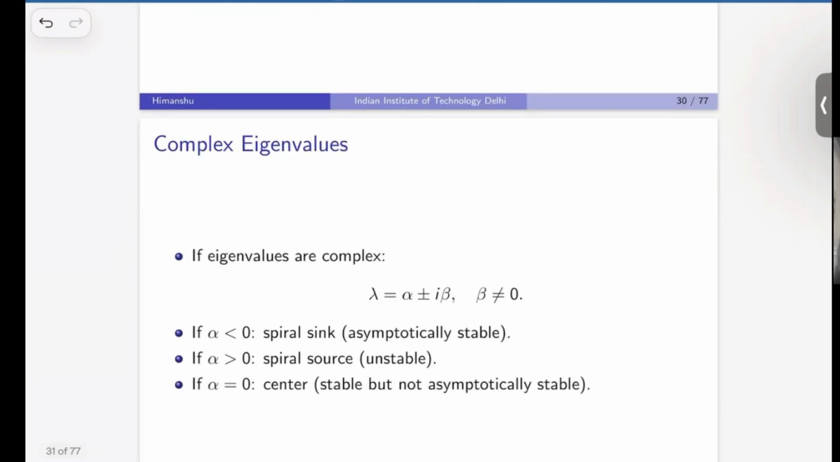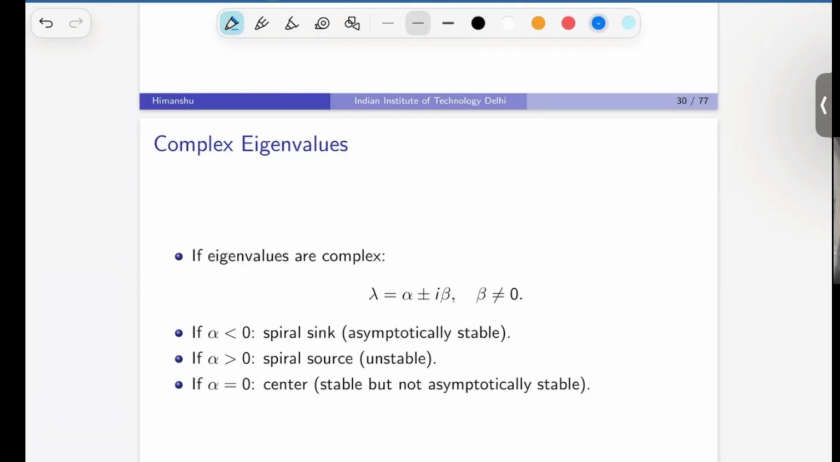If my eigenvalues are complex, then it is either a spiral or a center. If the real part of the complex value is negative, then it is a spiral sink. If my real part is positive, then it will be a spiral source. And if alpha is 0, that means the real part is 0, then it will be a center.